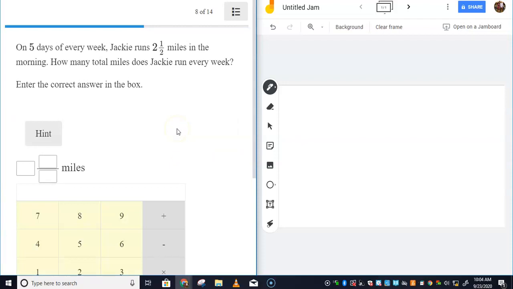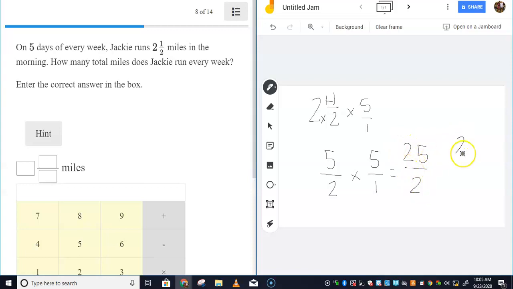On 5 days of every week, Jackie runs 2.5 miles in the morning. How many total miles does Jackie run every week? So we're going to take 2.5, and we're multiplying by 5 over 1. Change the mixed number to an improper fraction. 2 times 2 is 4, plus 1 is 5. 5 times 5 is 25. 2 times 1 is 2. We're going to change that into a mixed number. It is an improper fraction. We get 12 1/2.